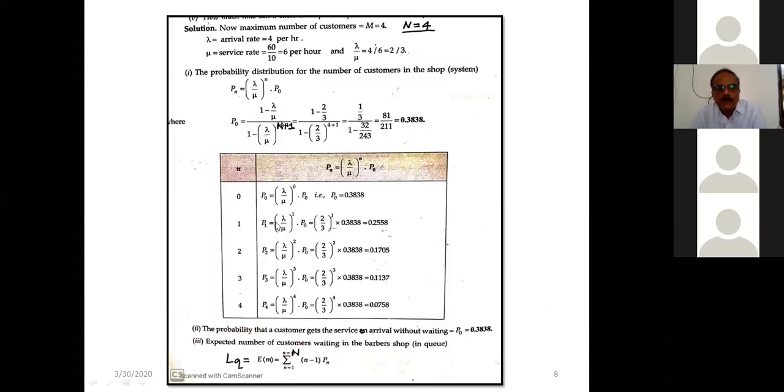So this you will calculate. 0 into P1 is obviously 0. 1 into P2 means 1 into P2. What is the value of P2? P2 is 0.1705. So 1 into 0.1705 is again 0.1705. This way we'll calculate the value of LQ. Is there any difficulty? No, sir. It's good.